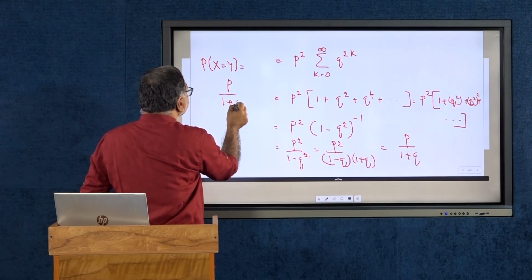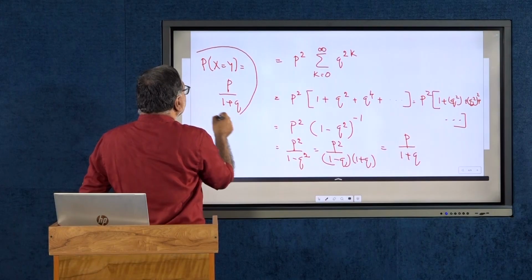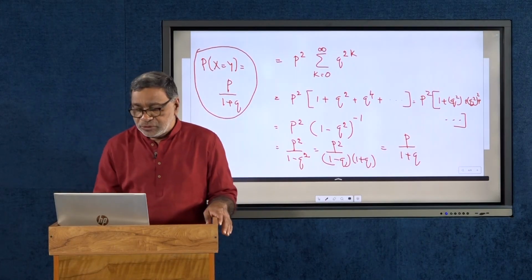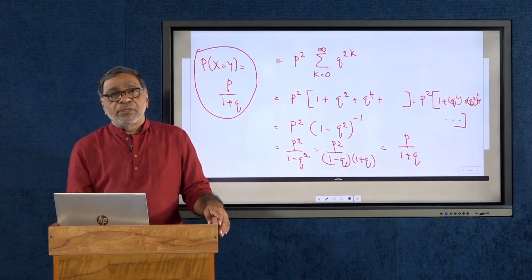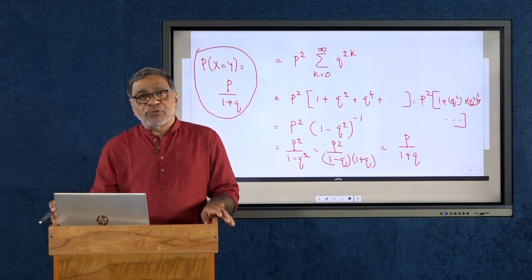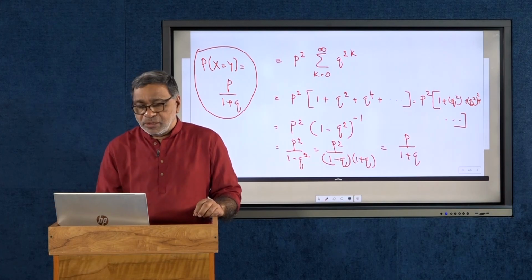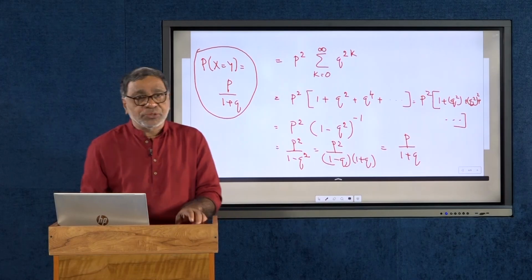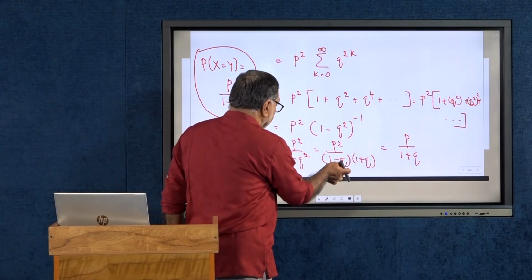An interesting property of the geometric random variables: if X and Y are independent geometric random variables having the same parameter p, then the probability of X equal to Y is obtained by p divided by 1 plus q. Okay.